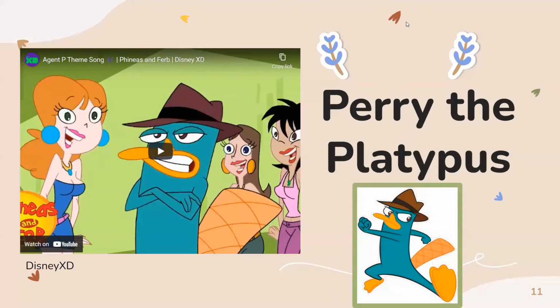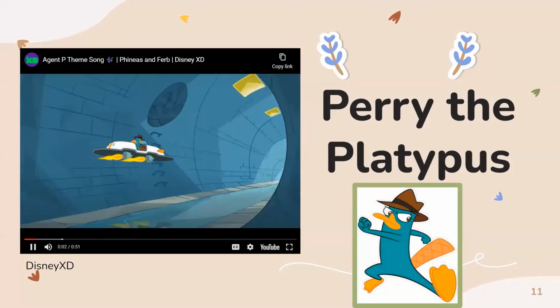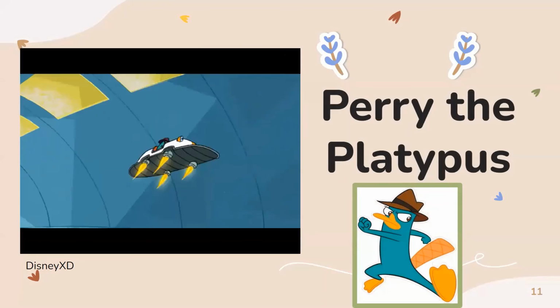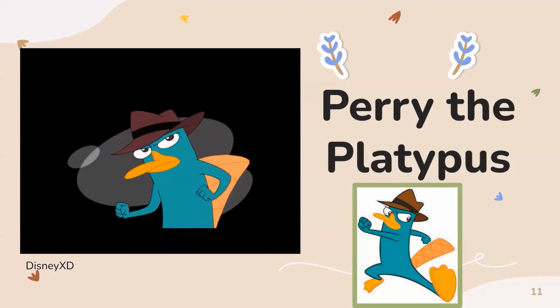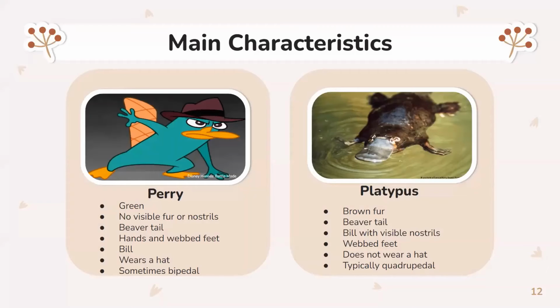So, yes, I'm here to talk to you about everyone's semi-aquatic egg-laying mammal. This is Perry the platypus. Okay, so here are some basic characteristics of both Perry the platypus and your average ordinary platypus.